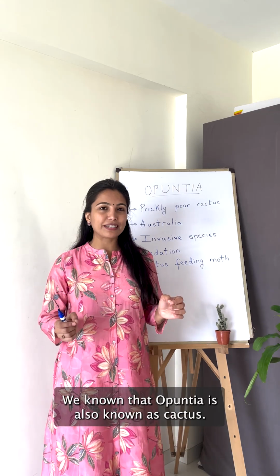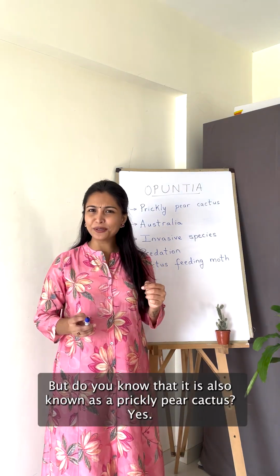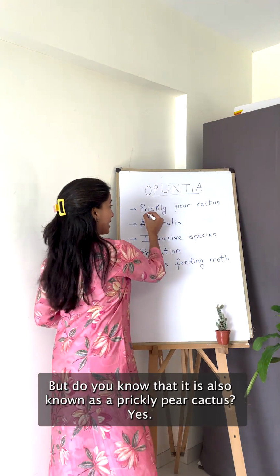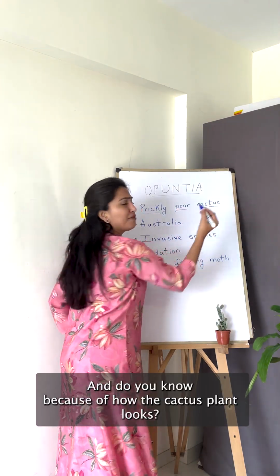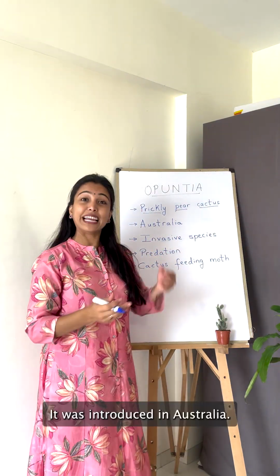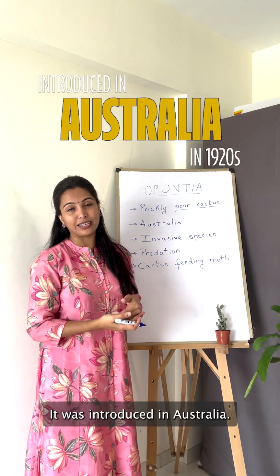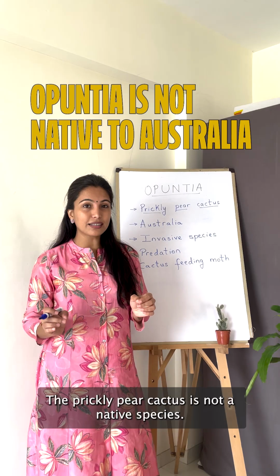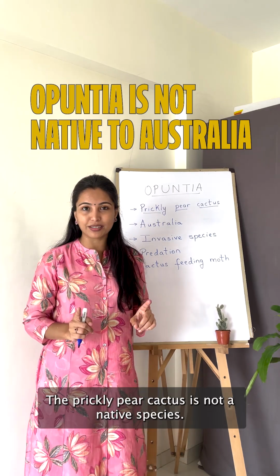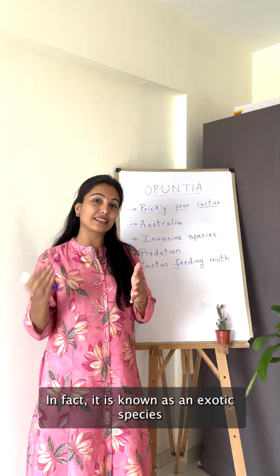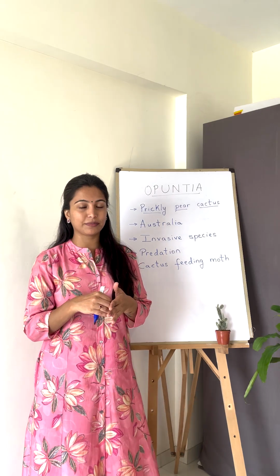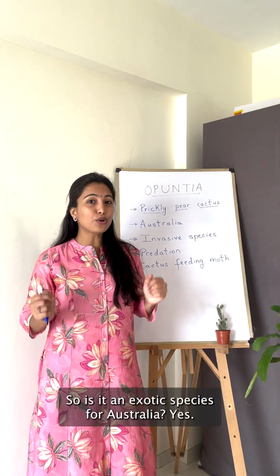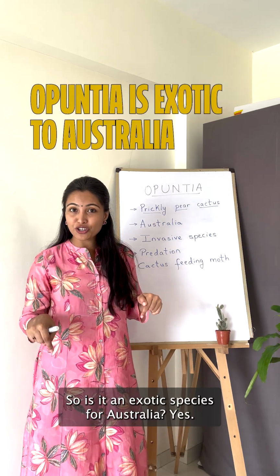We know that Opuntia is also known as cactus. But do you know that it is also known as the prickly pear cactus? Yes. And do you know, because of how the cactus plant looks, it was introduced in Australia. That means, for Australia, the prickly pear cactus is not a native species. In fact, it is known as an exotic species because that cactus plant was not found in Australia. So, is it an exotic species for Australia?